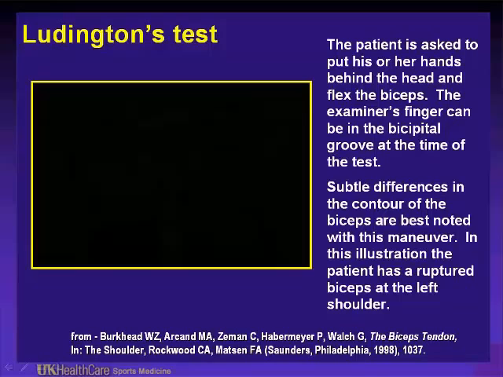If there is an asymmetry, you must think about a biceps rupture, that Popeye deformity that we would see in a complete biceps tendon rupture. Oftentimes it's spontaneous. The biceps is a pain generator.